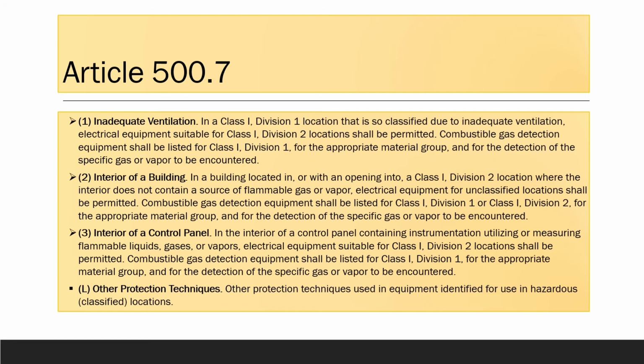Number 2. Interior of a building. In a building located in or with opening into a Class 1, Division 2 location where the interior does not contain a source of flammable gas or vapor, electrical equipment for unclassified locations shall be permitted. Combustible gas detection equipment shall be listed for Class 1, Division 1 or Class 1, Division 2 for the appropriate material group, and for the detection of the specific gas or vapor to be encountered.